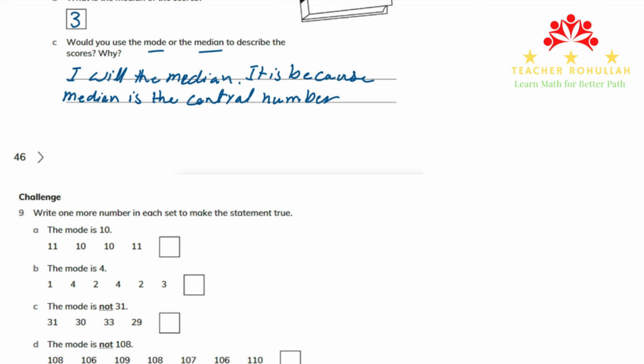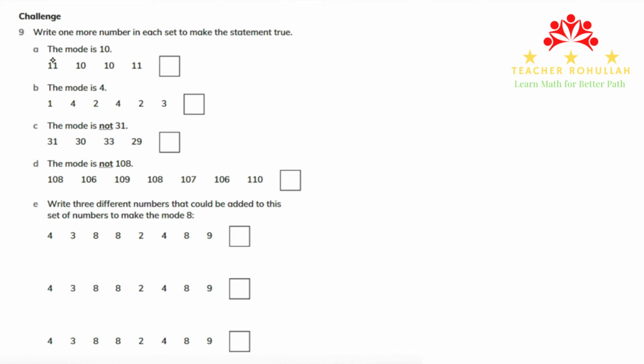Let me scroll down to go to question 9. In question 9, it says, write one more number in each set to make the statement true. Statement A says the mode is 10. Right now we have 2 10s and 2 11s. By putting one more 10, the mode becomes 10. Why? Because 10 is now more than 11.